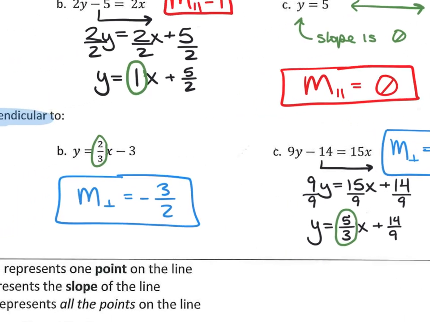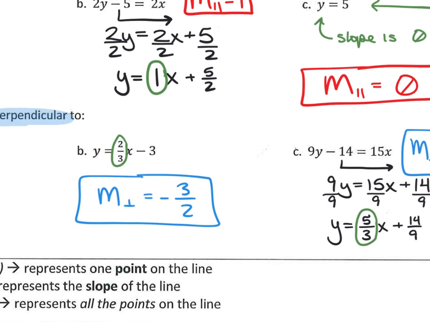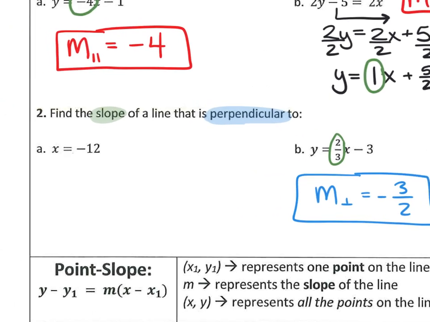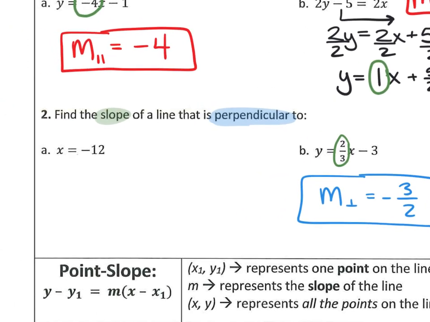Okay, I skipped question A on purpose because it's a little bit tricky. Kind of like number C on the first example. For letter A, it just says x equal to some number. What kind of lines are x equal to some number? Like straight up and down, yeah? That's a vertical line. What kind of slopes do vertical lines have?